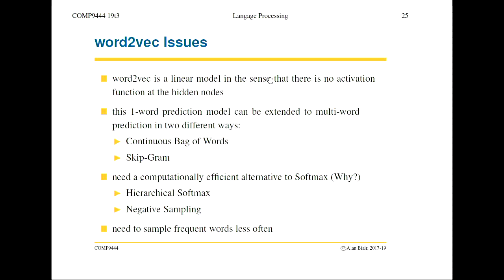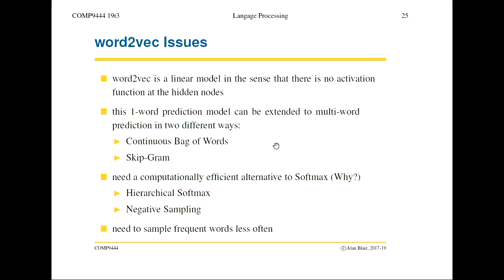Okay, so it's a linear model. There's no activation of the hidden nodes. Now, there are two ways to do this. One's called continuous bag of words. The other is called skipgram. They essentially give pretty much the same result. I'll explain the difference in a minute.